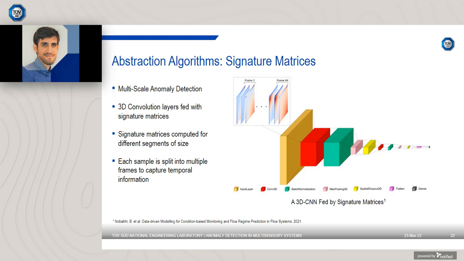And of course, because we look at different segments, it extracts multiple levels of information. So this is a clear example, and we used this in the past North Sea flow measurements workshop in 2021. You could also have a look at our paper to see how it works and see more details about signature matrices and their application with 3D convolutional neural networks.